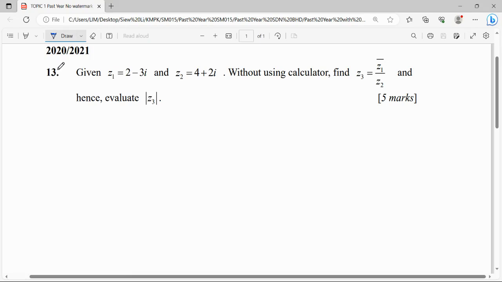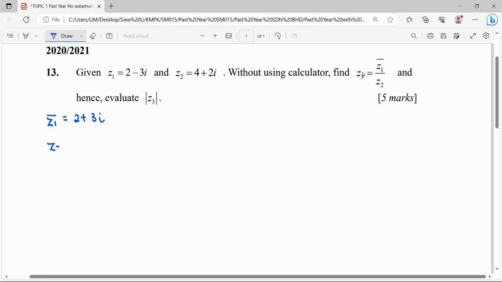For question 13, given complex number 1, 2 minus 3i, complex number 2, 4 plus 2i, without using calculator, find complex number 3 where complex number 3 is the conjugate of complex number 1 divided by complex number 2, and hence evaluate the modulus of complex number 3. First, the conjugate of complex number 1 is 2 plus 3i.